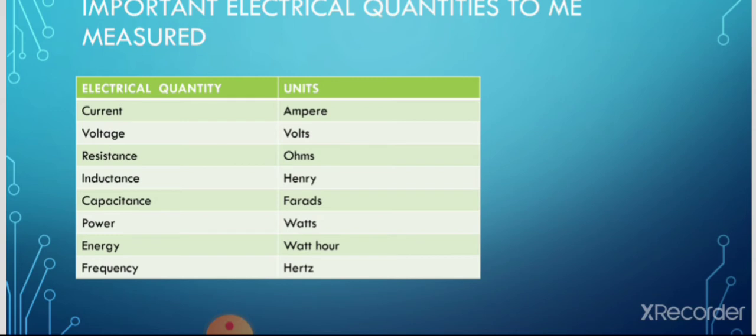Energy. Coming to energy, its units are watt hour, or we can say kilowatt hour, and the instrument used is the energy meter. Frequency. Frequency is denoted with F. Number of cycles per unit time is known as frequency. If you want to write the formula for frequency, you can write it as F equals 1 by T, and its units are hertz. The instrument used is the frequency meter. So these are the different types of electrical quantities to be measured.